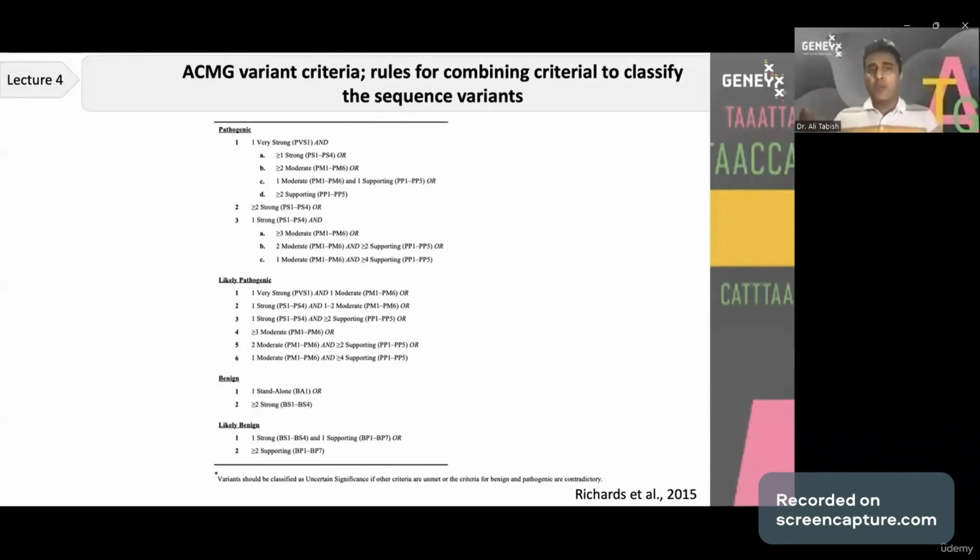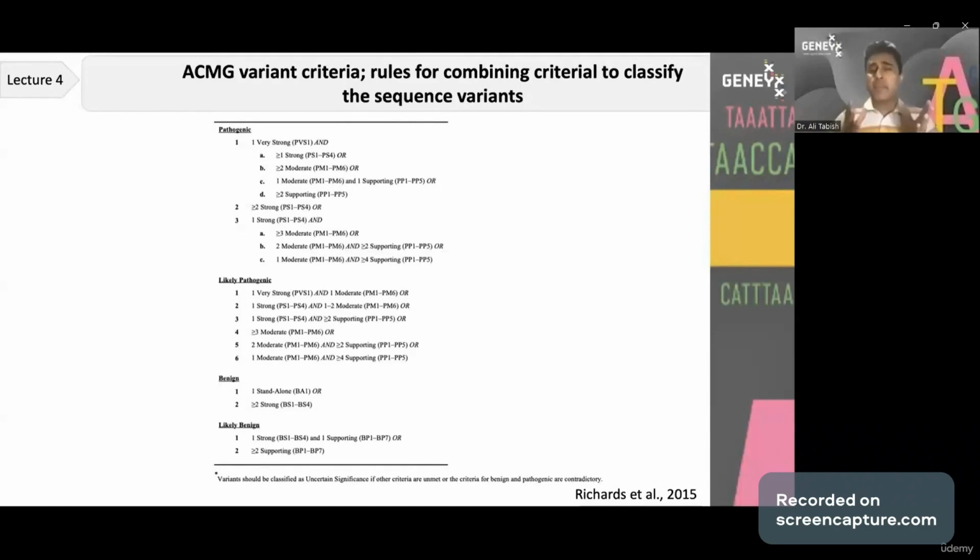And also, if we don't have a PVS1 very strong, we have only the strong criteria like PS1, PS2, PS3, and PS4. We can consider at least 2 strong criteria to classify the variant as pathogenic. Or if we have only one strong criterion, not two, but only one strong criterion, then we need additionally moderate criteria, 3 moderate, 2 moderate plus 2 supporting, and so on.